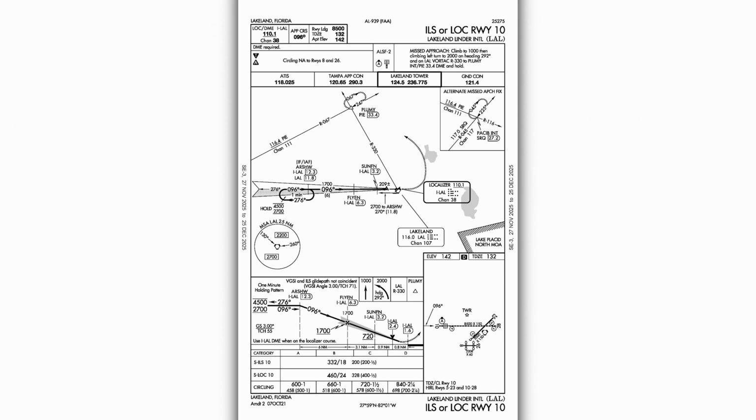Now for the actual brief. Everyone has a different way of doing it, but I like to do it something like this. If we're looking at the same plate that we were talking about originally, we're looking at the ILS for Lakeland. And the way I like to brief it is usually something like this. We're going to be shooting the ILS runway 10 into Lakeland Linder.